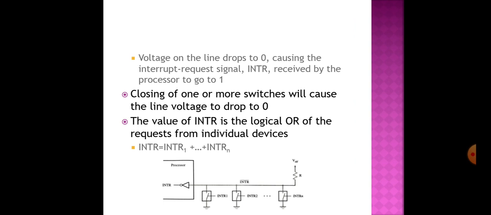Here, more than one device can request an interrupt at the same time, which causes the line voltage to drop to 0. Hence, the value of INTR is the logical OR of the requests from individual devices. That is, interrupt request line INTR equals INTR1 plus INTR2 plus up to INTR-N.